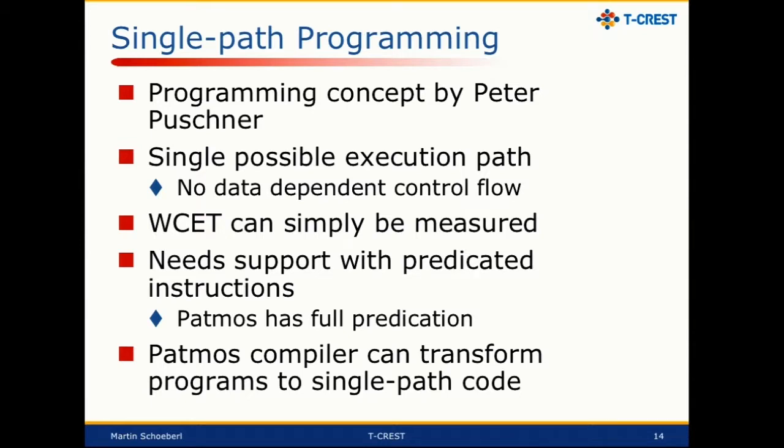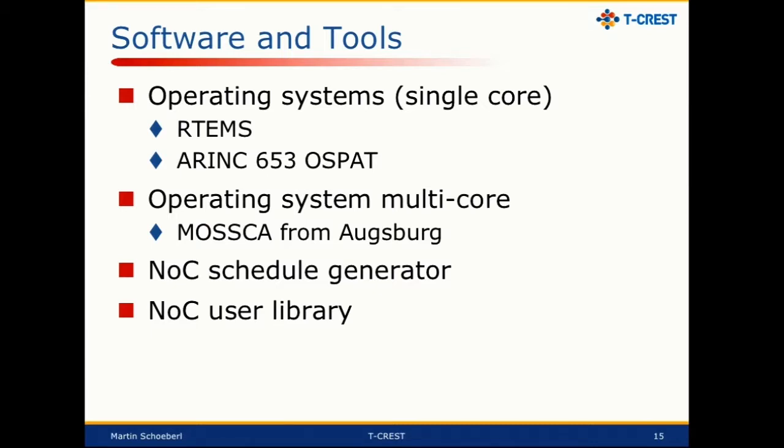And actually, one PhD student did a compiler transformation pass, which transforms programs into single-path code. Not all programs, of course. They have to be bounded loops and this stuff. No recursion. Good. What else on software?